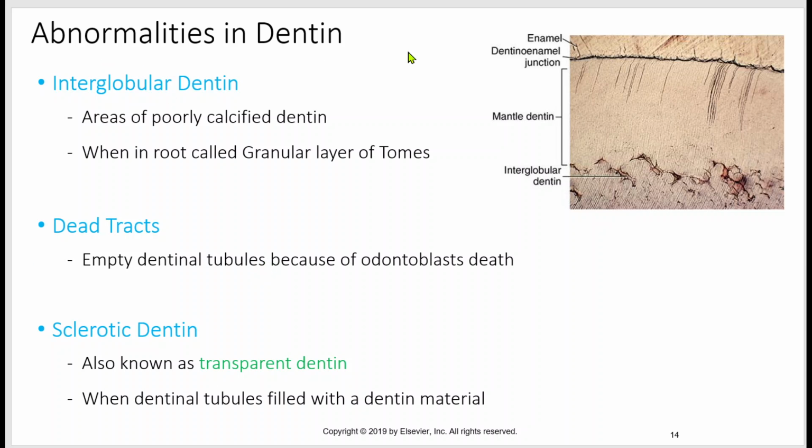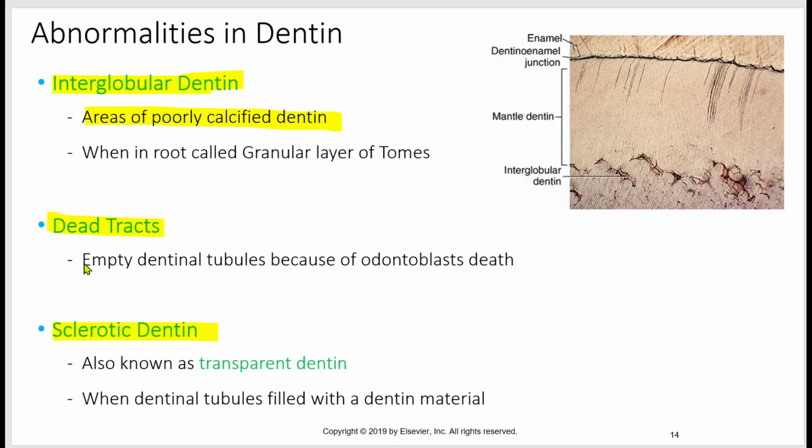Abnormalities in dentin: we have interglobular dentin, dead tracts, and sclerotic dentin. The interglobular dentin is areas that are poorly calcified, like when we have hypocalcified enamel, it is the same thing. So it is poorly calcified dentin.